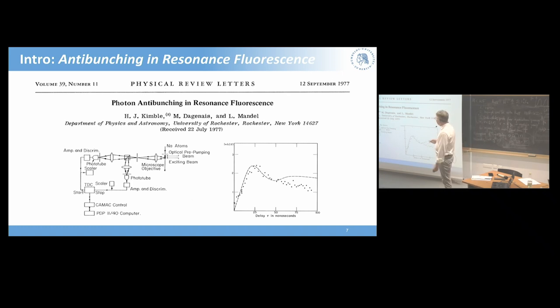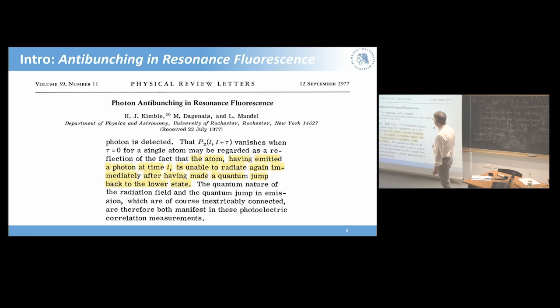He had this seminal paper where he showed anti-bunching in resonance fluorescence. And if you look at the paper and read what they say when they interpret this, they interpret it exactly the way I was highlighting when saying how we calculate this G2 function. They say that the fact that G2 vanishes for tau equals 0 is a reflection of the fact that when the atom has emitted a photon at time t, then it has undergone a quantum jump to the lower state and is therefore unable to radiate another photon immediately.